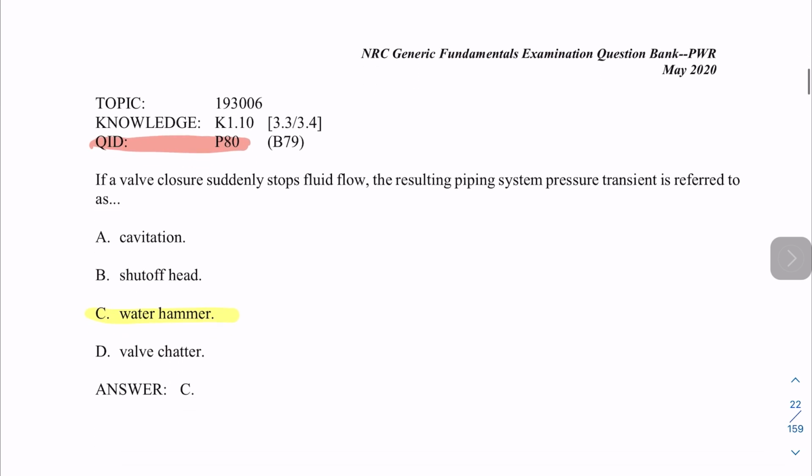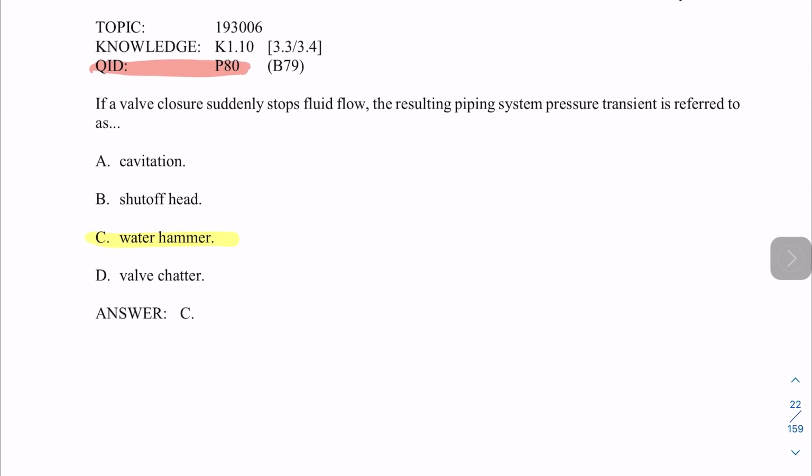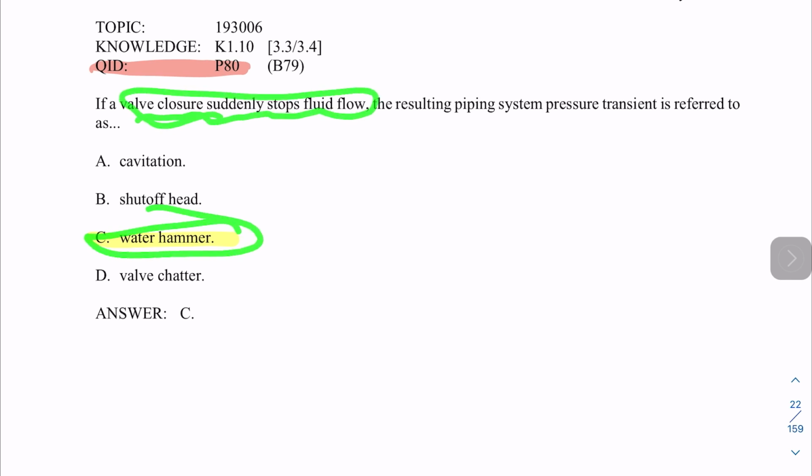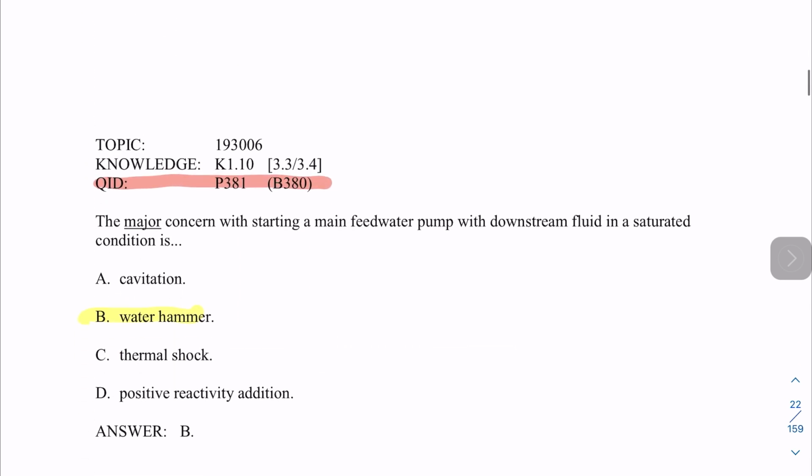Okay, now this question is just a concept, P80. If a valve closure suddenly stops fluid flow, the resulting piping system pressure transient is referred to as water hammer, right? If the valve closure suddenly stops fluid, it's water hammer. I don't need anything else. I know the water hammer.